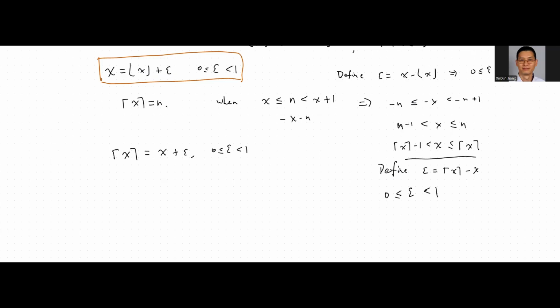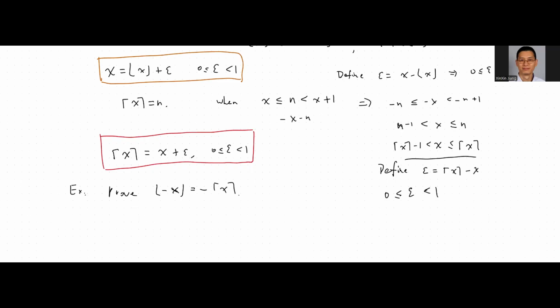Okay. When you try to prove equations involving ceiling and floor, usually these two equations are something you can use. Okay, so let's say, for example, we want to prove that the floor of negative x equals negative of the ceiling of x. Okay?